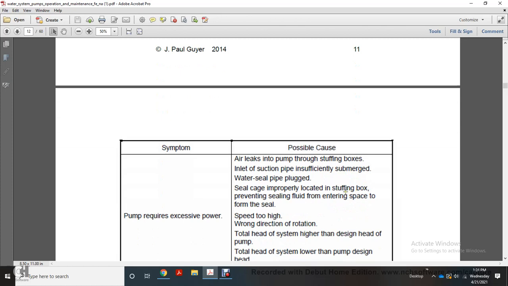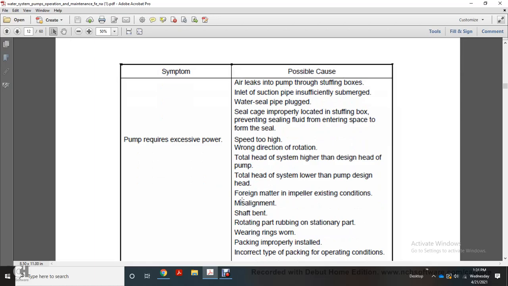Seal cage improperly located in the stuffing box, preventing sealing fluid from entering the space from the seal. Pump receives excessive power: speed too high, wrong direction of rotation, total head of the system higher than the design head of the pump, or total head of the system lower than the pump design head. Foreign matter in the impeller.